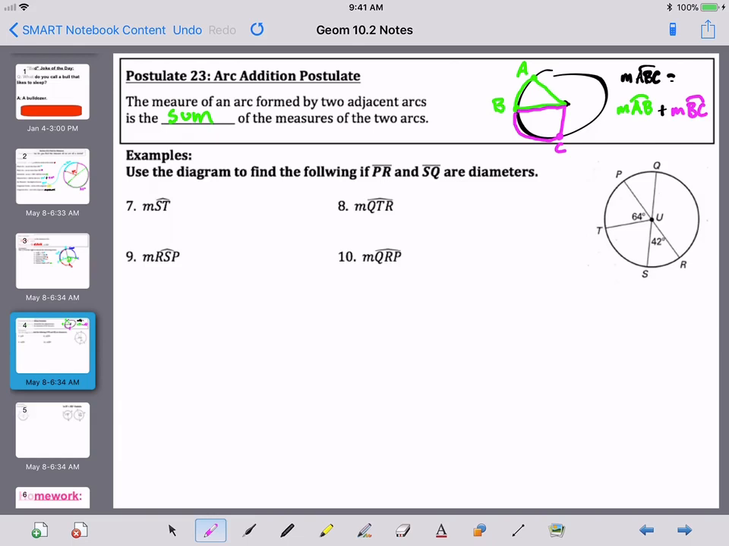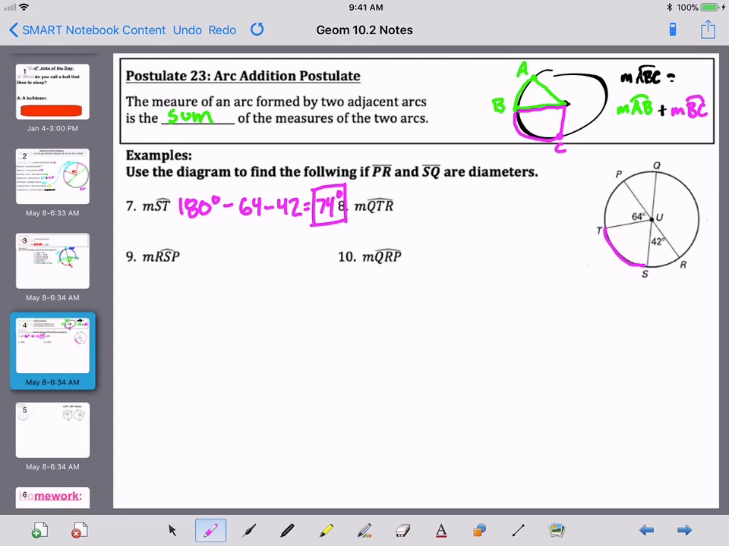In example 7, it says to find the measure of arc ST. ST is from here to here. And now what I notice is that PR is a diameter. So arc PR going this way has to be 180 degrees. So to find just from T to S, I can take 180 degrees minus those other 2 arc measures, 64 and 42, and that's going to leave me with 74 degrees for arc ST.